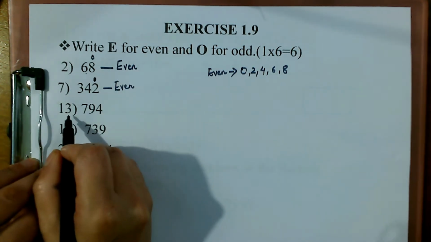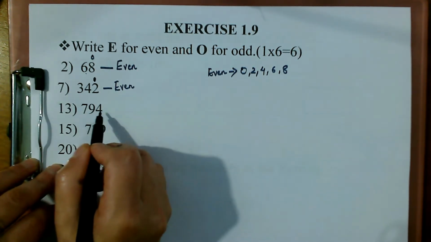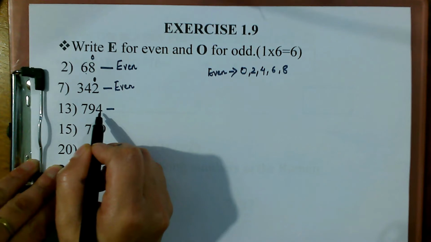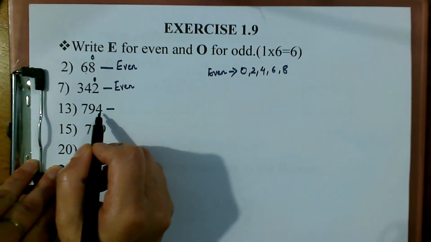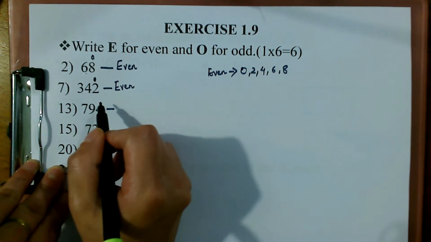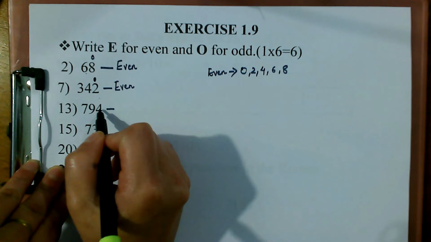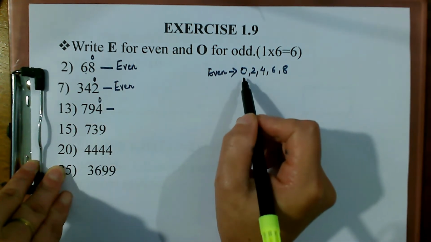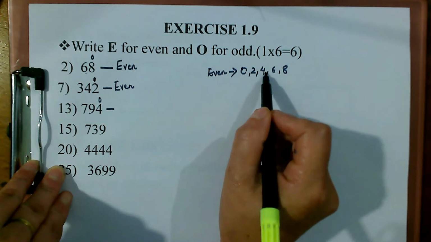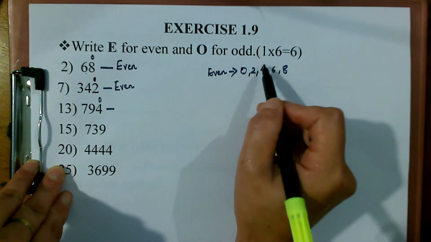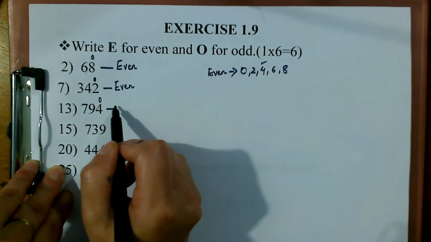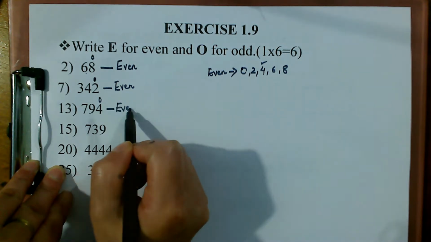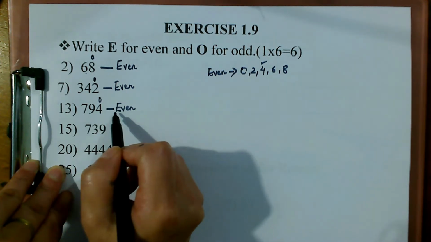And question number 13, 794. Is 794 even or odd? You have to find out the number in the ones place. The number in the ones place is 4. So is 4 even or odd? Even numbers are 0, 2, 4, 6 and 8. So 4 is there. You have to write even. So 794 is an even number.